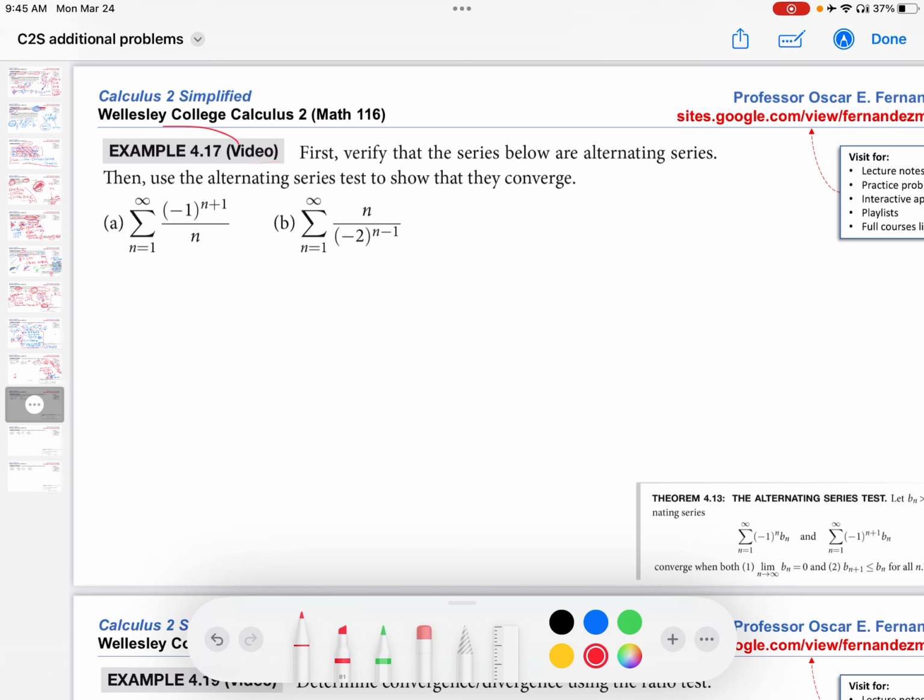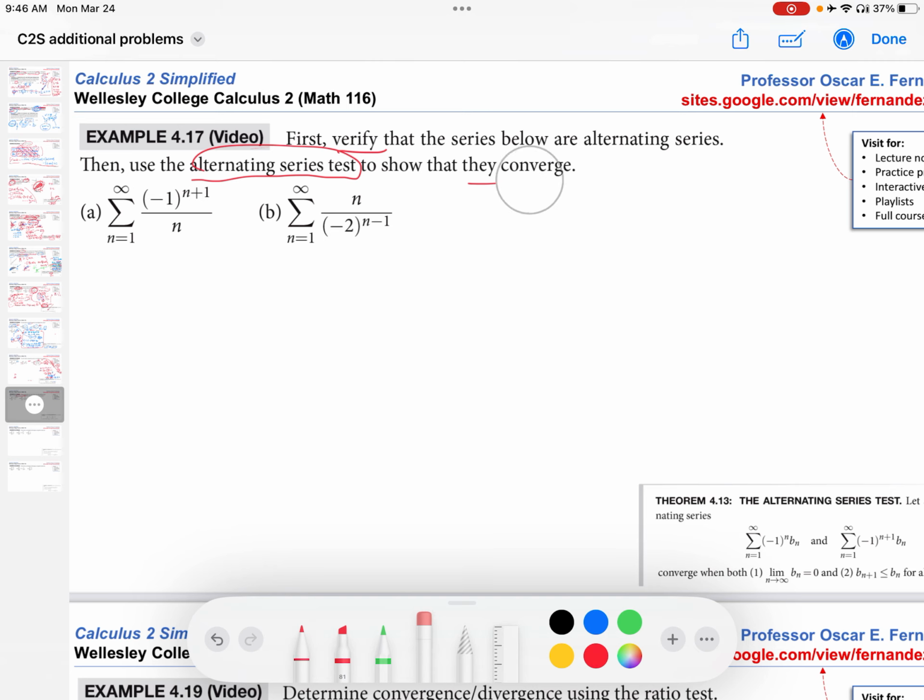In this video, we're going to work through example 417 from Calculus 2 Simplified. This example asks us to verify that the series below are alternating series. We'll talk about that in a minute. And then use the alternating series test to show that they converge. Okay, so quick little review of alternating series.